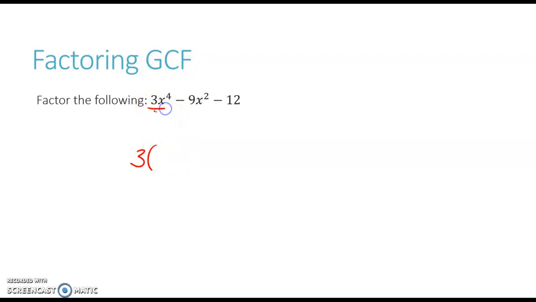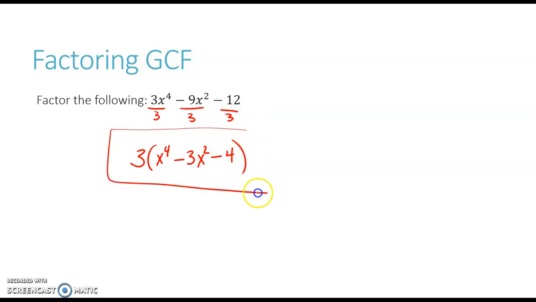So then I get 3x to the 4th divided by 3, which will leave us with just x to the 4th. We're going to take this negative 9x squared divided by 3, so I'll still get a negative, but 9 divided by 3 is 3, and the x squared stays because we're not dividing by any x. And I'm going to take my negative 12 divided by 3, which will give me a negative 4. And that is our final answer.